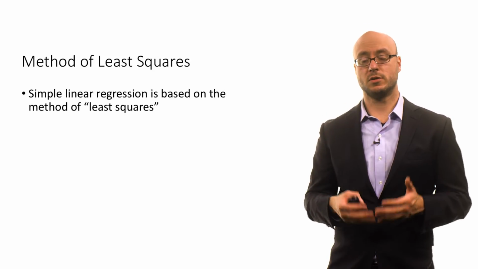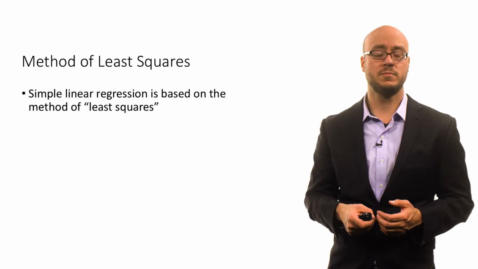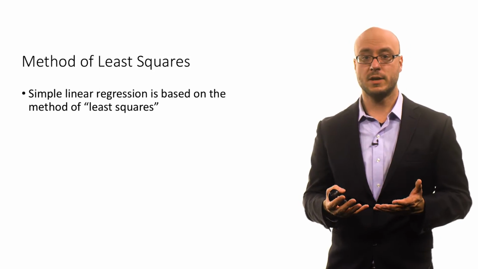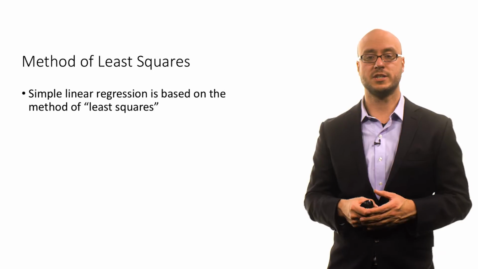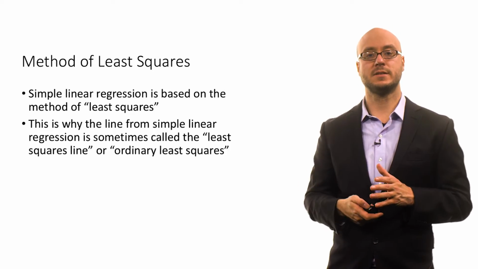Sometimes simple linear regression is called classical linear regression. Right? That means it's using the least squares algorithm. Sometimes it's called ordinary least squares. Right? Synonymous with simple linear regression. Least squares is the method by which we obtain the intercept and slope.